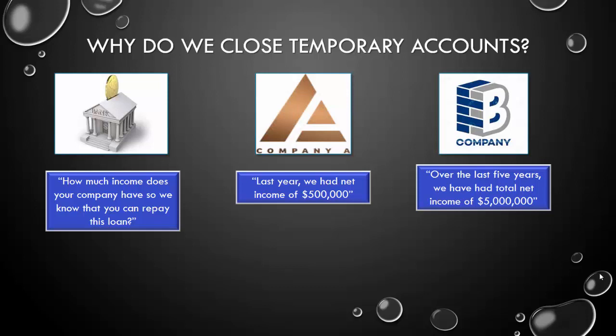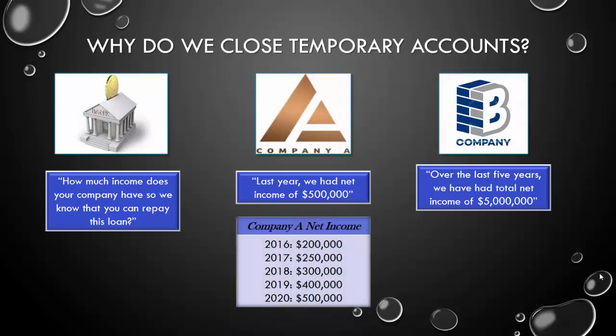Are they making more now? Did they make more in the past? But what if we broke it down into periods and we looked at company A's income over the last 5 years, and we saw that their income has increased each year for the last 5 years up to the $500,000 it currently is? Well, what they said is true. Last year they did have net income of $500,000, but what the story doesn't tell is that they are becoming a more successful company each and every year as time passes.